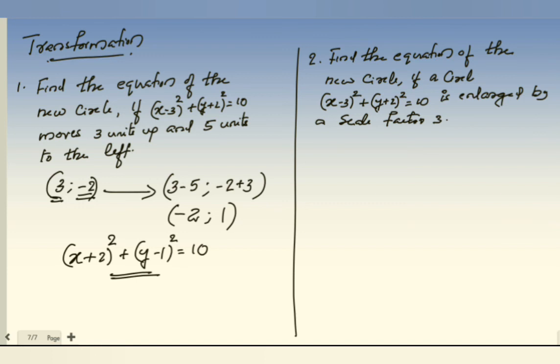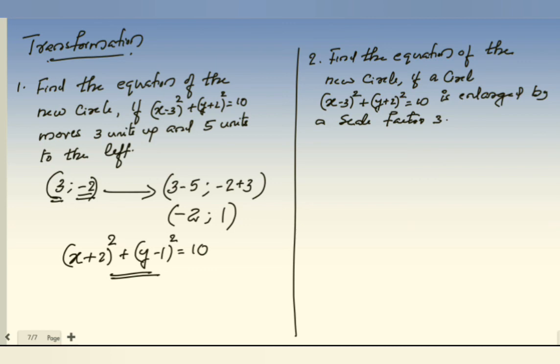Now coming to the next transformation, that is enlargement. That is question number 2. The circle is enlarged by a scale factor of 3. So we are increasing the size of the circle. Here the center will be changed and the radius also will be changed. What you have to do is just multiply by 3.